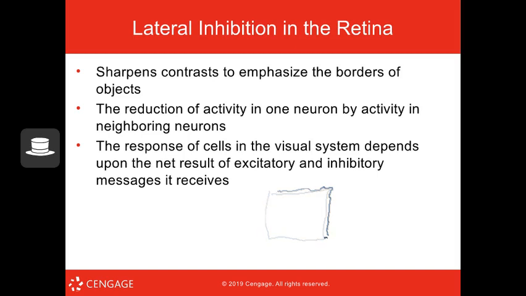Either way, the reduction of activity in one neuron occurs from activity in neighboring neurons. So the combination of responses in cells in your visual system is going to depend on what is sending excitatory signals and inhibitory signals, right? So by looking at everything, our brain is able to really understand what is in the foreground, what is in the background, and have a better, more thorough understanding of the world around us.